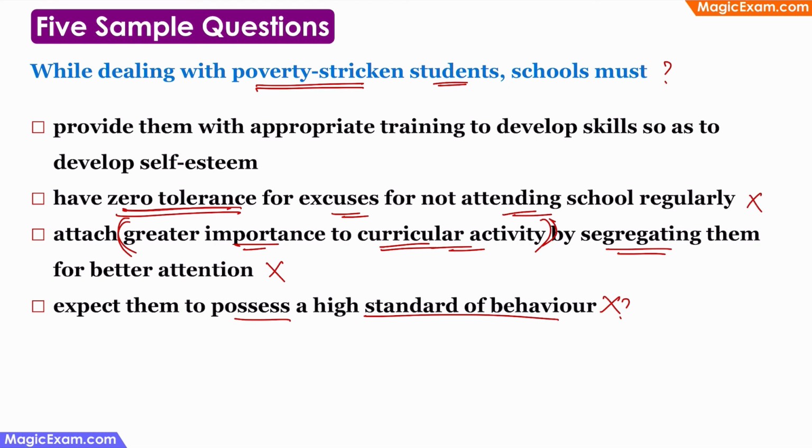On the other hand, you should find out why are they not attending school regularly and make sure that you help them come to the school regularly, not just have zero tolerance. Therefore, this is incorrect. Option 1 says provide them with appropriate training to develop skills so as to develop self-esteem. Yes, self-esteem, self-confidence is very, very essential for learners, for children. Therefore, you should provide them with the appropriate training and develop the skills that are required so that they become self-confident and they develop self-esteem. Therefore, this is the best option.